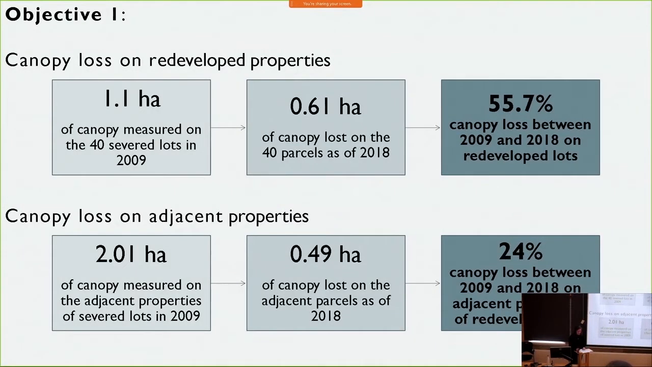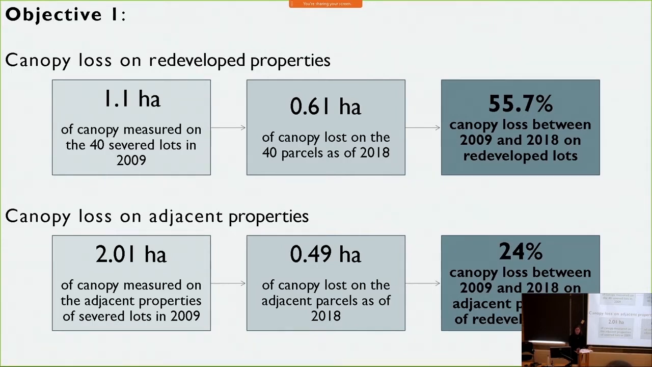So in terms of the redeveloped properties, the digitized area of the canopy on the 40 developed lots in 2009 was 1.1 hectares. The total area of canopy loss as of 2018 on these 40 parcels was 0.61 hectares. So that's a 55.7% canopy loss between 2009 and 2018 on redeveloped lots.